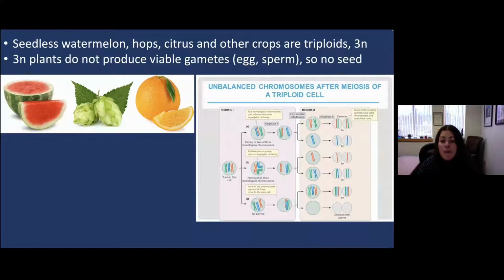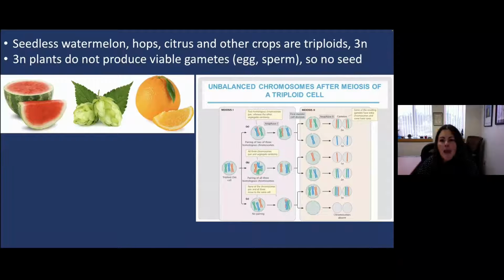You've probably heard of seedless watermelon. You've eaten it. You've had seedless citrus. If you're into the Cannabaceae and into hops, you've maybe heard of seedless hops. These seedless crops are triploid, which means they have an uneven number of sets of chromosomes, and we abbreviate them as 3n.